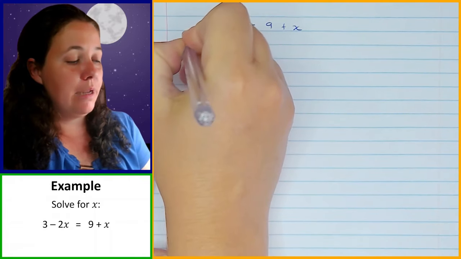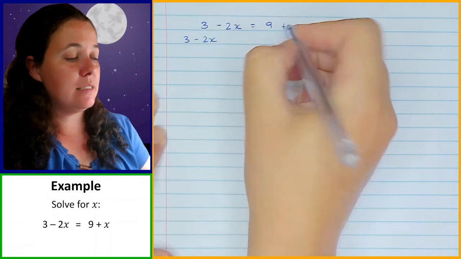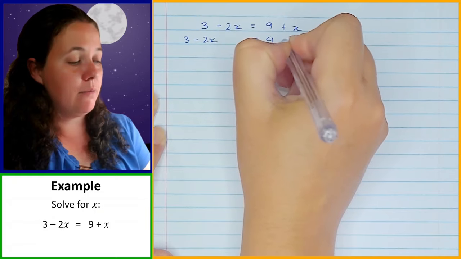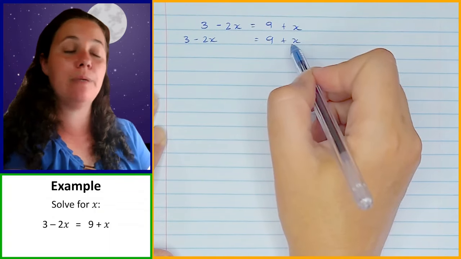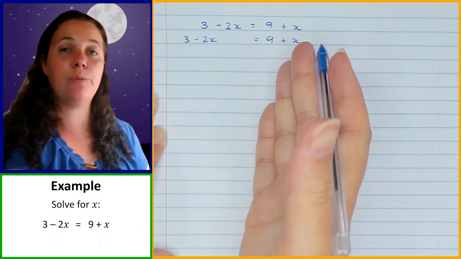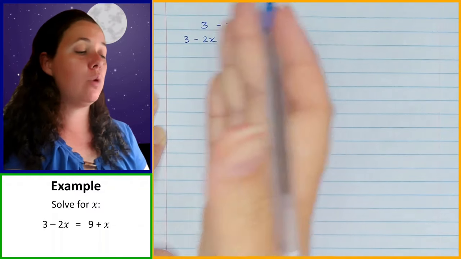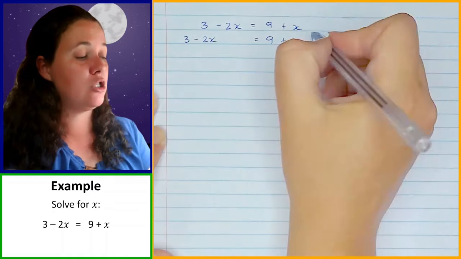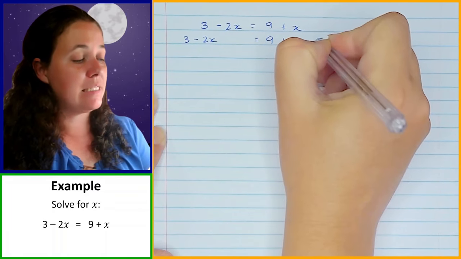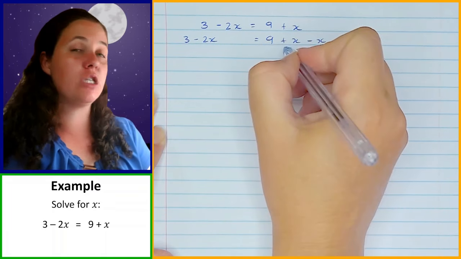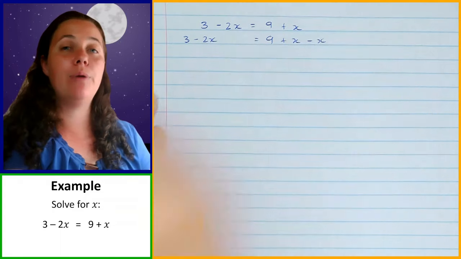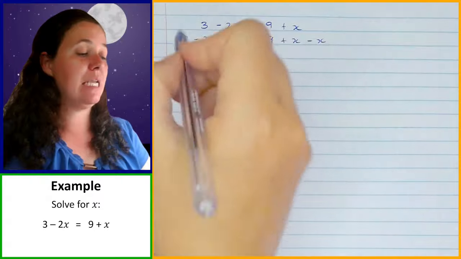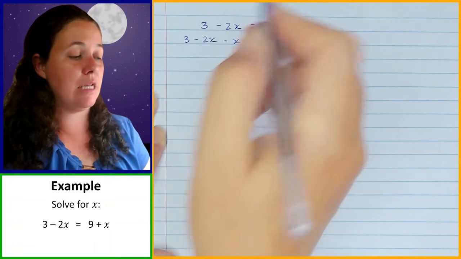So I'm going to have over here 3 minus 2x equal to 9 plus x, but I want to cancel out that plus x. I don't want that to be there because I don't want x's to be on my right hand side. I only want x's on my left hand side. So I'm going to have over here minus x, because the opposite or the inverse of addition is subtraction. So that will cancel that out. But remember, I have to keep it balanced, so I have to do the same thing on this side as well. So minus x on that side too.